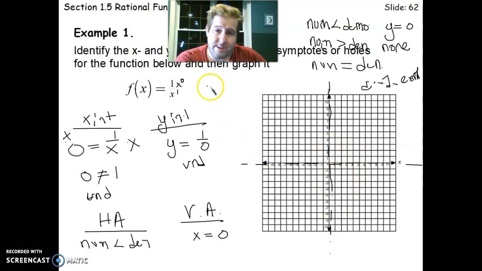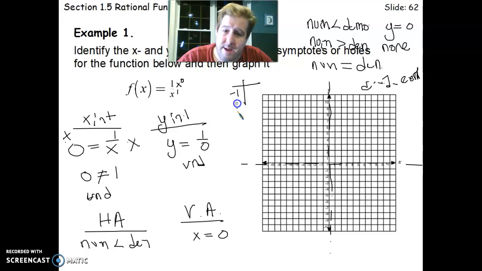Now, what I could do next is take an x value and test it. So if I put in, for instance, something on the left side of the vertical asymptote, like -1, and something on the right side of the vertical asymptote, like +1, and I plug it in, 1 divided by -1 is -1.